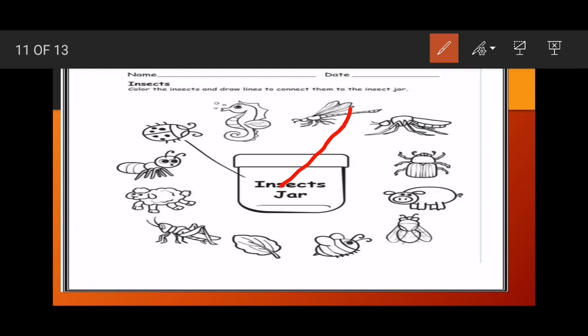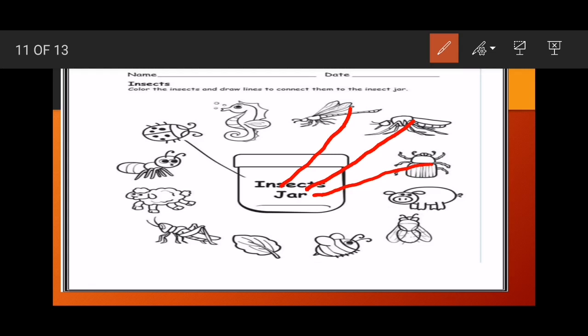Okay, what is this? Very good. Mosquito. Mosquito is an insect or not? Yes, it is an insect, so we are going to connect it with the insect jar like this. Okay, now come to the next one. What is this, student? Beetle. Beetle is an insect or not? It is an insect, so we are going to connect it with the insect jar like this.